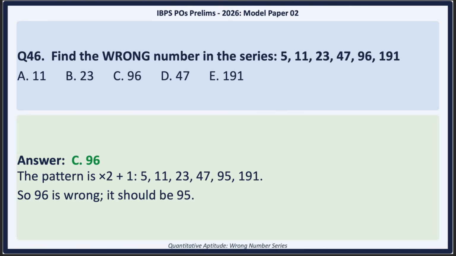Multiplication plus a constant. 5 times 2 is 10 plus 1 is 11. 11 times 2 is 22 plus 1 is 23. You just test that rule until it fails. 47 times 2 is 94 plus 1 is 95, but they wrote 96, so 96 is the imposter.